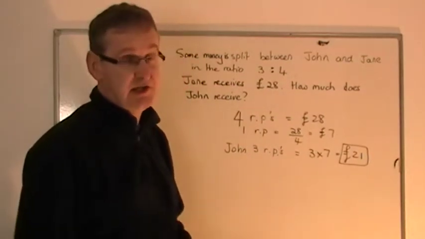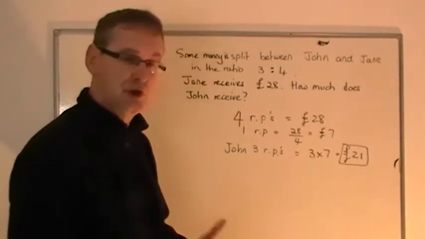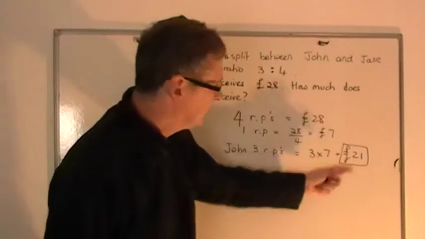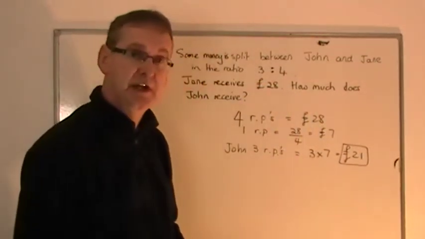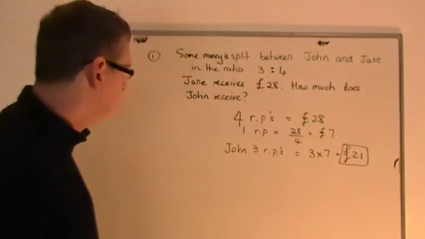If the question had said, how much money was there in the first place, which was being split up between John and Jane, then obviously 28 plus 21, £49 would be the answer. But that wasn't asked for in this question, so you don't work it out.